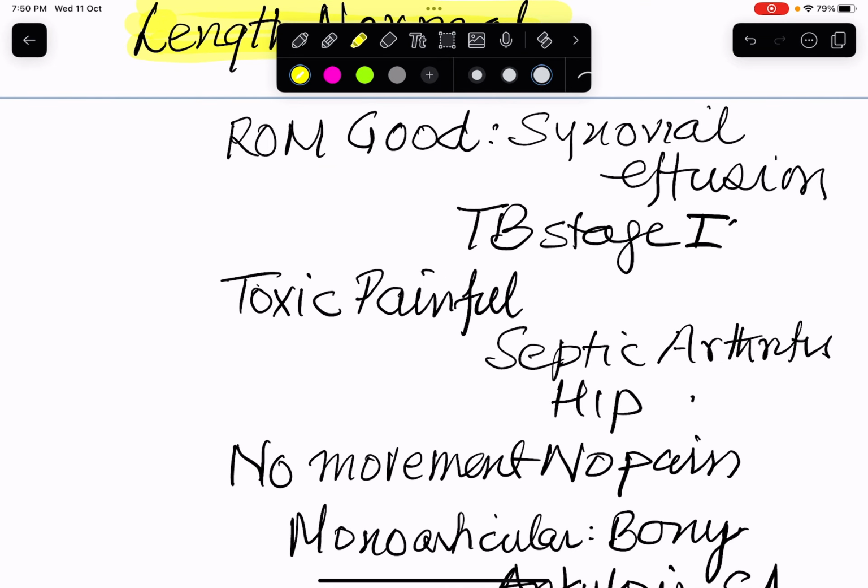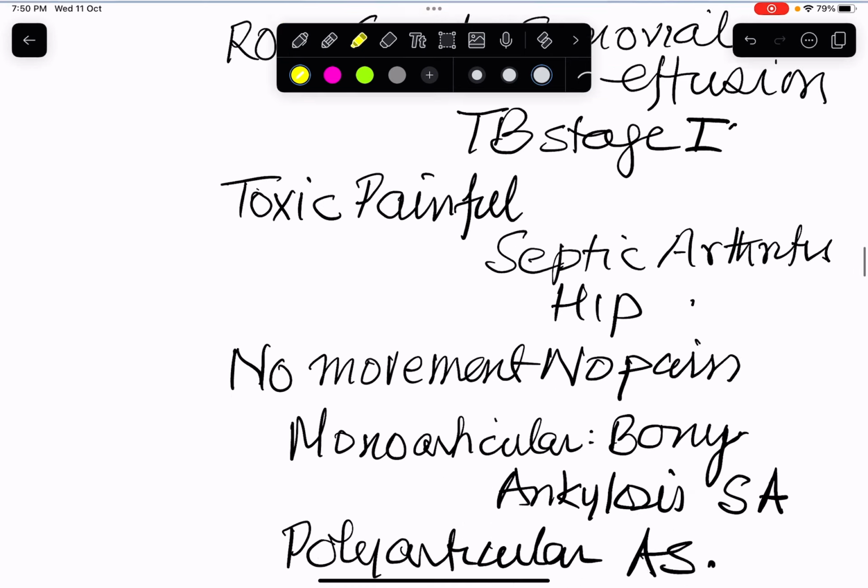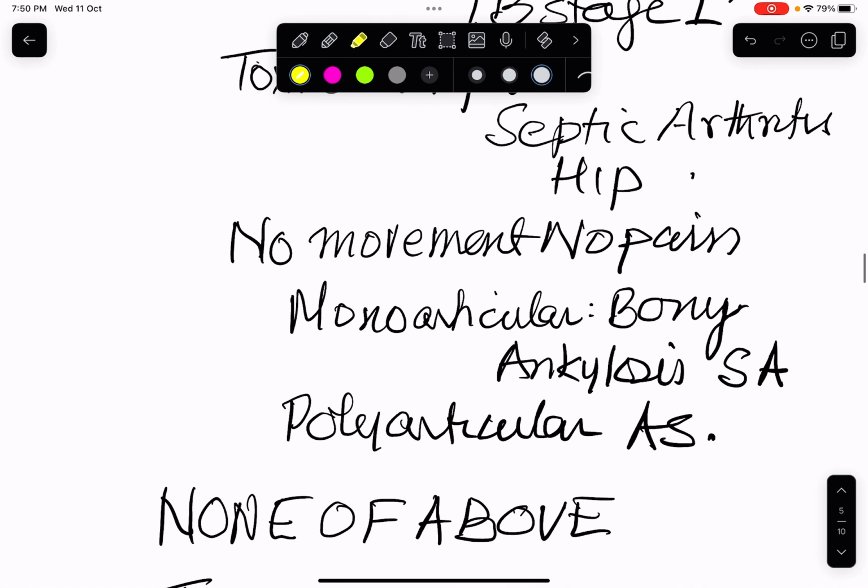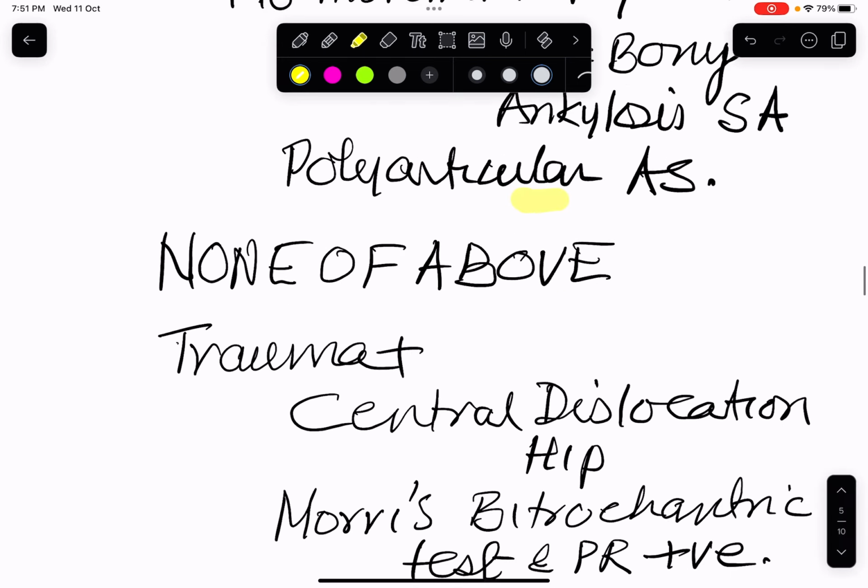If the child is toxic and painful, then again it is synovial effusion, but this time pus is filled in this. So it is septic arthritis of hip. The second picture is a flexion, abduction, external rotation deformity, no movement, no pain. Diagnosis is bony ankylosis. If it is monoarticular, it is septic arthritis.